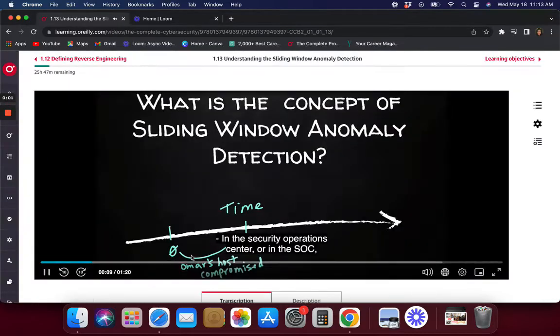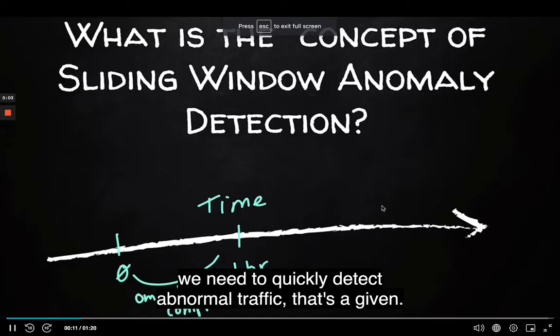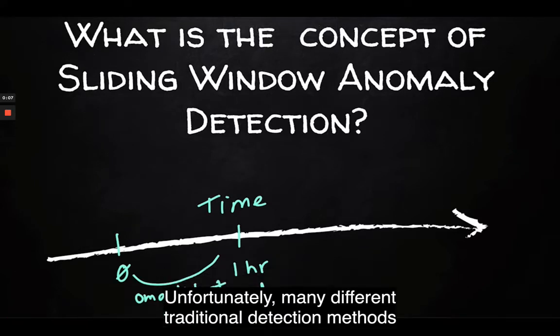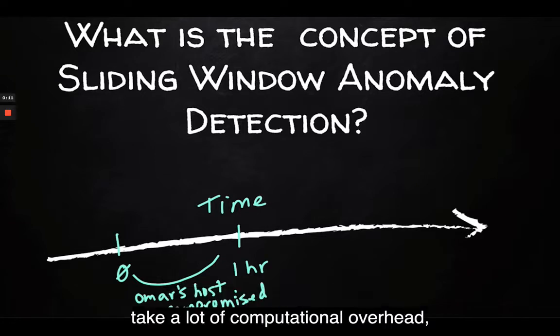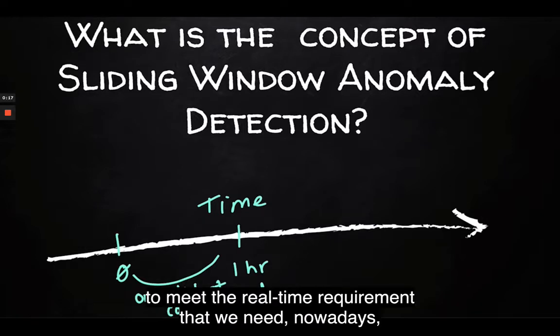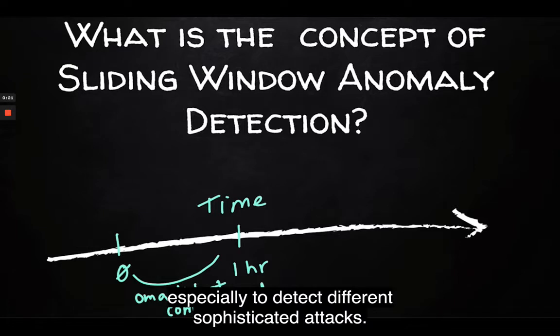In the operations center, or the SOC, we need to quickly detect abnormal traffic. That's a given. Unfortunately, many traditional detection methods take a lot of computational overhead, which makes it hard to meet the real-time requirement that we need nowadays, especially to detect different sophisticated attacks.